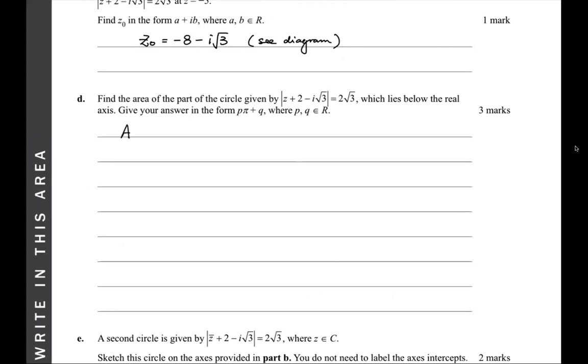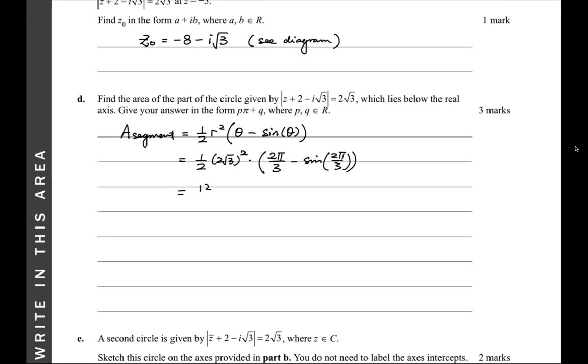So area of segment equals to half. Let's write the formula first. Half r squared, theta take away sine theta. Now, r is 2 root 3. So 2 root 3 squared times 2 pi over 3, subtracting sine 2 pi over 3, okay? Whether or not you use CAS calculator doesn't matter, as long as you calculate the value correctly, okay?